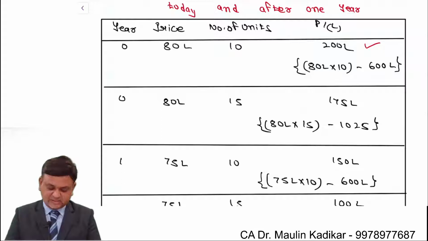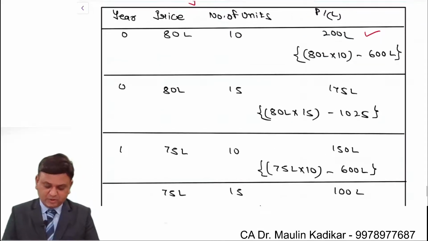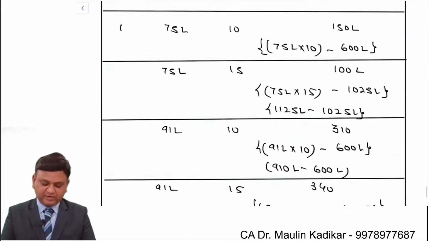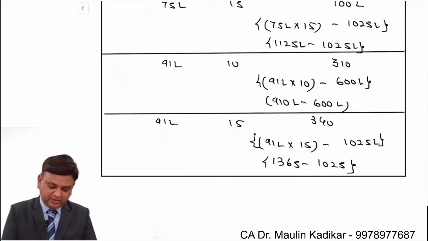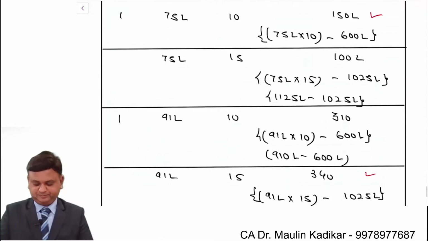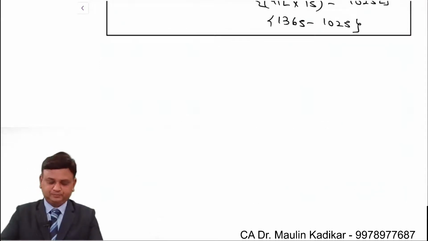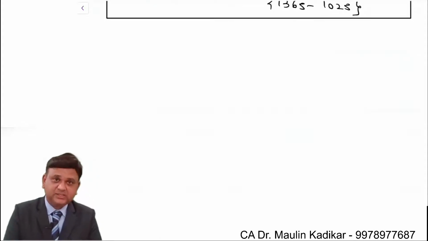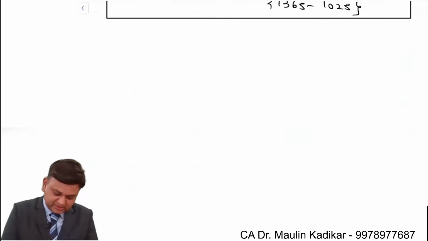So we understand that in year 0, 200 is better than 175, so 10 units we should construct. At the end of year 1, if the price falls, then 150 is better than 100. At year 1 end, if the price increases, then 340 is better than 310. Write on with a paragraph. This is something important, so be careful to understand it.